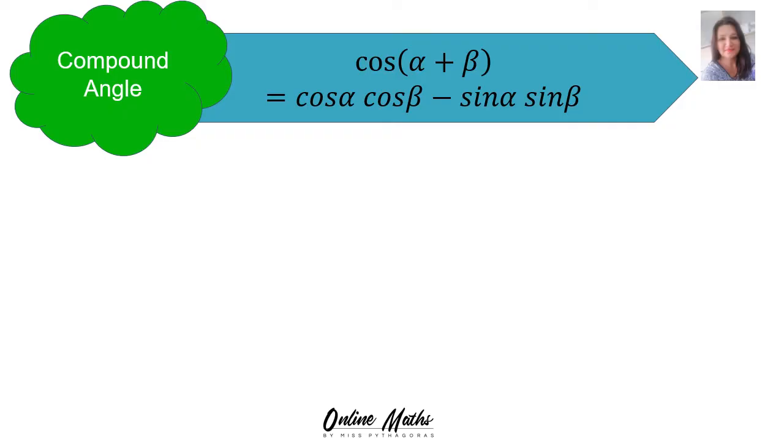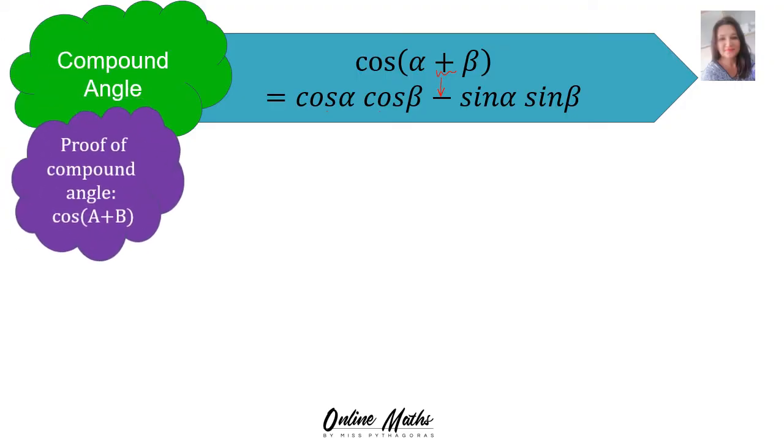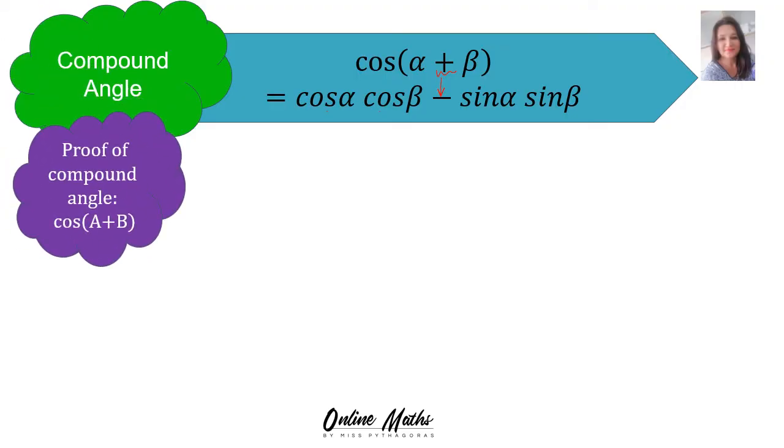Now the compound angle cos alpha plus beta you will find on the formula sheet, and you will see it's very similar to the mother cos alpha minus beta. So this one, cos alpha plus beta, is the pattern cos alpha cos beta, and then because there's a plus inside the bracket, now there's a minus, and then sin alpha sin beta. We need to know the proof of this compound angle cos alpha plus beta, or cos A plus B.